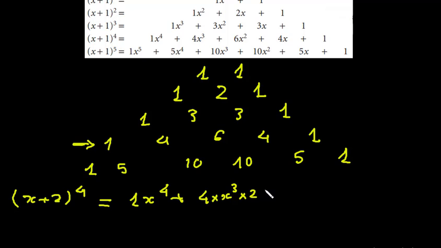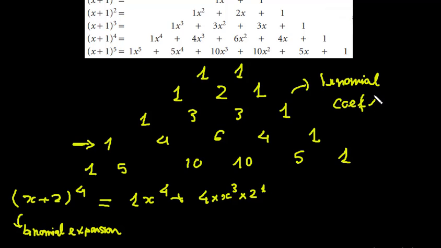Remember that when you have two terms, here is n, the power of the whole expression. So the sum of the powers of the two terms must be equal to the power of the expression that we expand. This is called the binomial expansion, and the numbers up here we call the binomial coefficients.